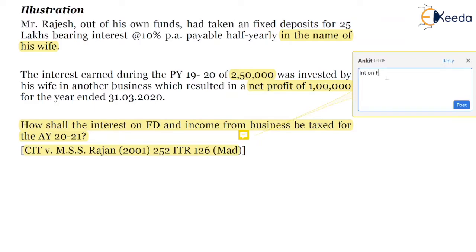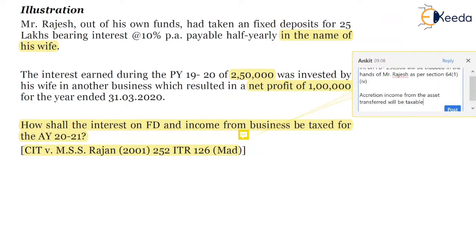So interest on FD, 2,50,000, will be clubbed in the hands of Mr. Rajesh as per section 64(1), correct friends? And accretion income from the asset transfer will be taxable in the hands of the transferee, that is, clubbing provisions won't be applicable. Correct friends?